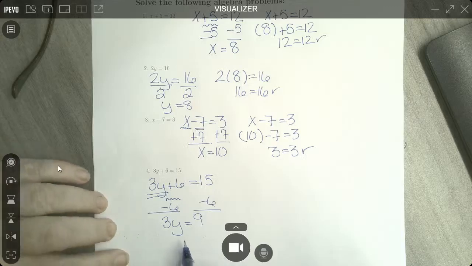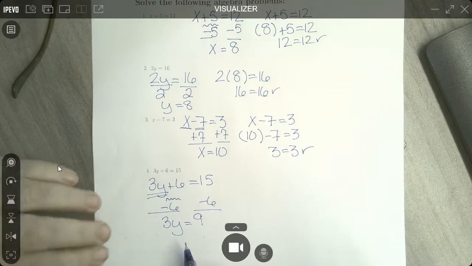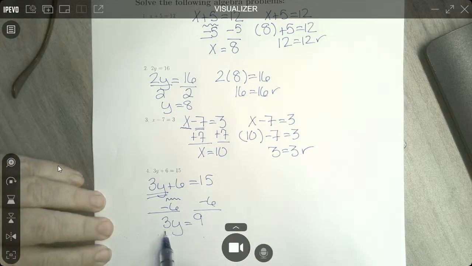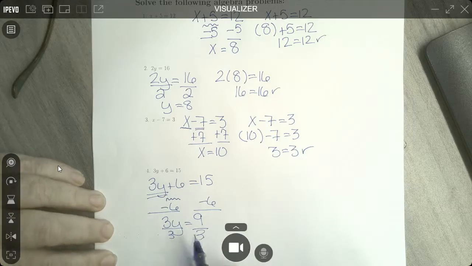But I'm not done yet, right? Because I don't have y equal to something. I look here and I realize that when I have a number and a letter next to each other, it means to multiply. And what's the opposite of multiplying? Yeah, we're going to divide. When I divide, I have y. Now remember, 3 over 3 is 1. 9 divided by 3 is 3.